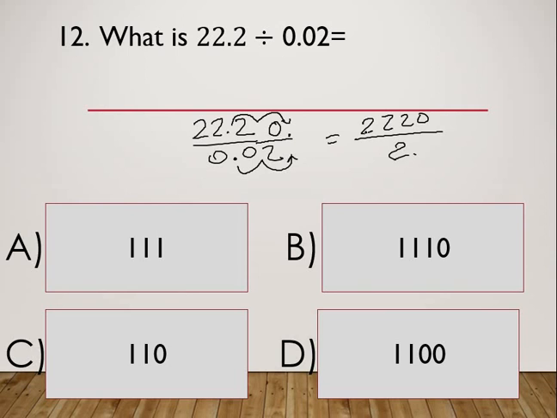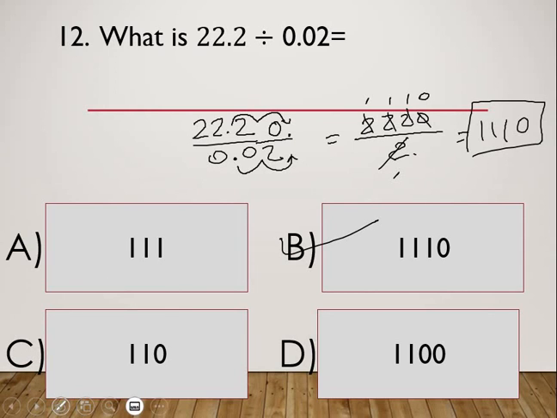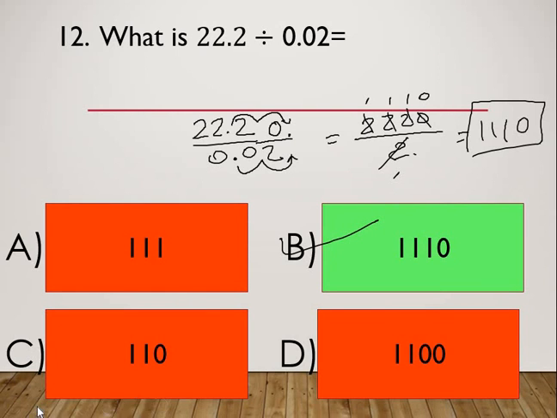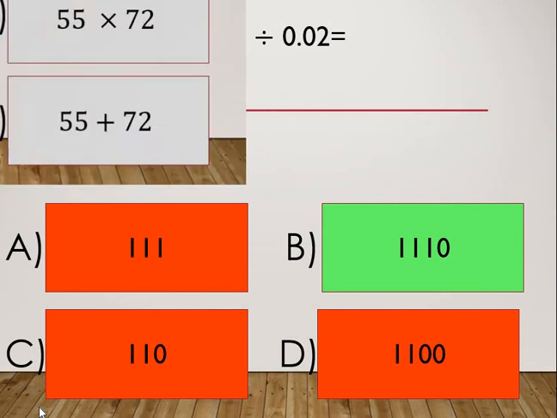Now we can actually divide the top by the number 2. 2 and 2 goes once. And then 2 goes once into each of these, and 2 goes 0 times into the 0, so we have the number 1, 1, 0. That's our answer. So the answer is actually B. All right, so let's double check that. Yes, correct. All right, let's do the next question.